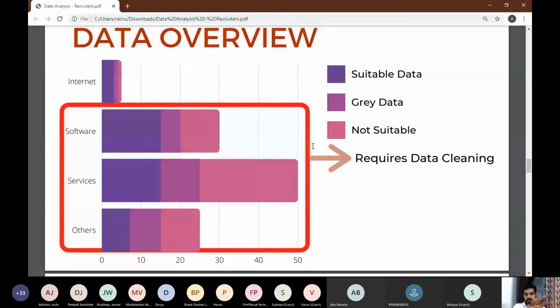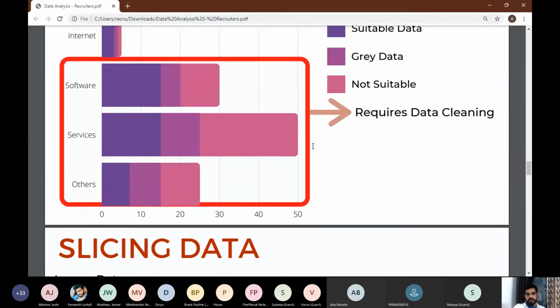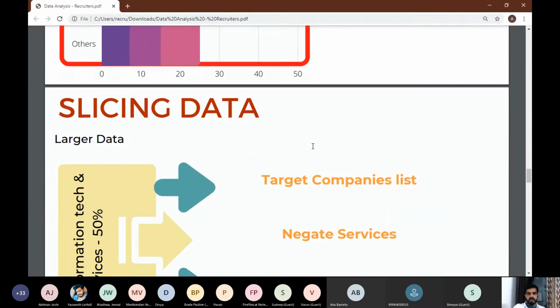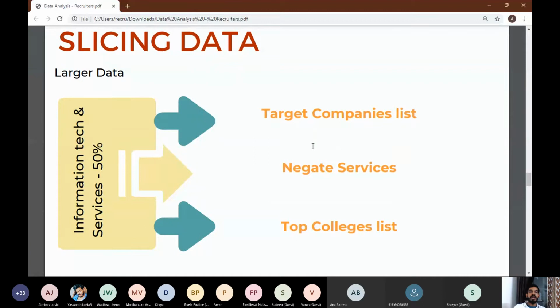And within that, we are seeing this overview, how the data is classified. Now we see this software services, others requires a good amount of data cleaning because it has a lot of overlapping and not suitable data sets. So how do we go about doing data cleaning? Now we're going to talk about slicing data. What I'm doing now is picking up the larger pie, which is your services, right? Services has the 50% of information. I'm picking up that particular data for now, and I'm going to slice that data set.